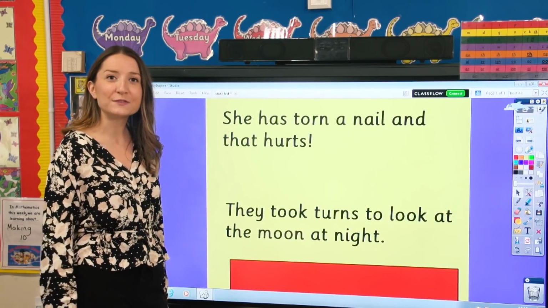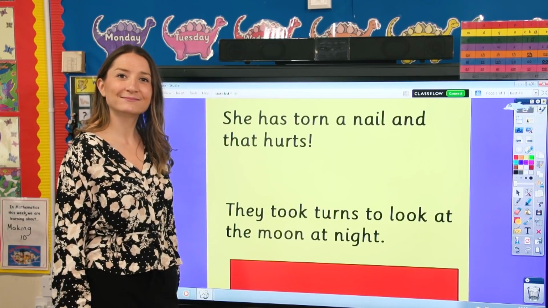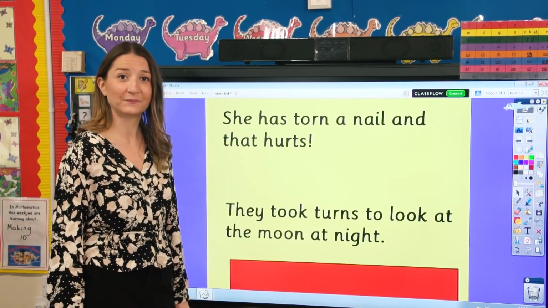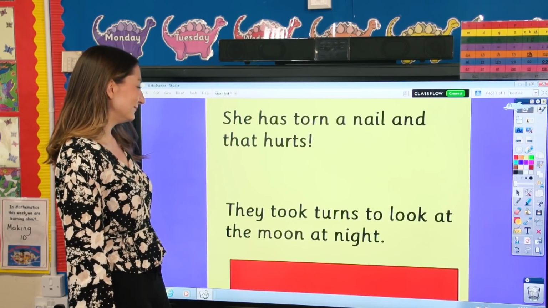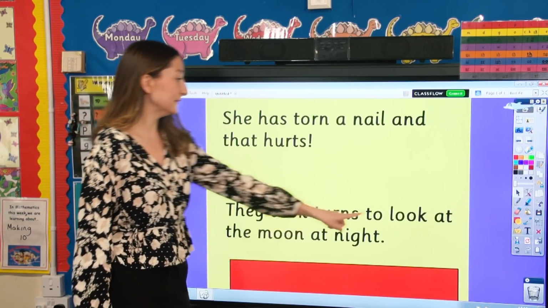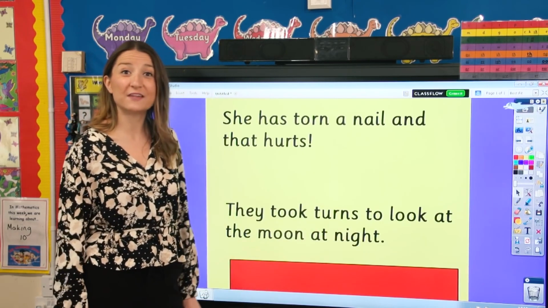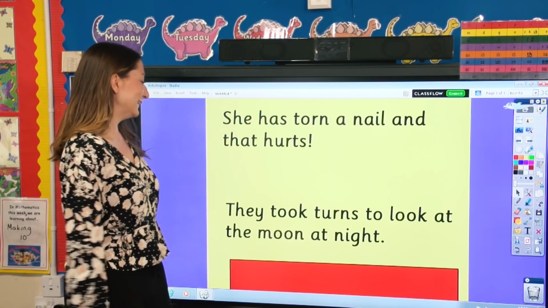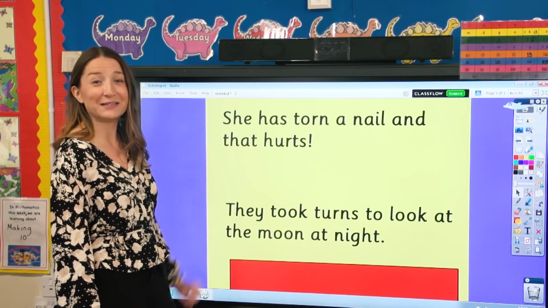Can you see a word with our focus sound? Yes. This word has the digraph er. Can you see any other words with digraphs or trigraphs? Yes. This word, and this word all have digraphs or trigraphs. Can you see the tricky word we learnt to read today? Well done. This word is our tricky word that we learnt to read today.